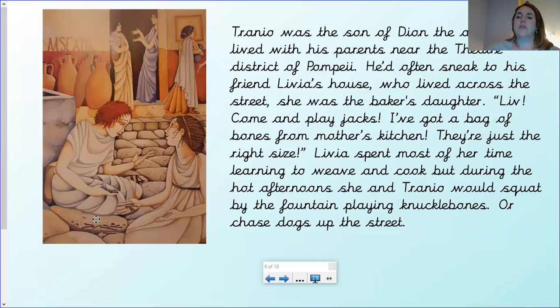Tranio was the son of Dion, the actor, and lived with his parents near the theatre district of Pompeii. He'd often sneak to his friend Livia's house, who lived across the street. She was the baker's daughter. Liv, come and play jacks. I've got a bag of bones from Mother's kitchen. They're just the right size. Livia spent most of her time learning to weave and cook, but during the hot afternoons, she and Tranio would squat by the fountain playing knucklebones or chase dogs up the street.